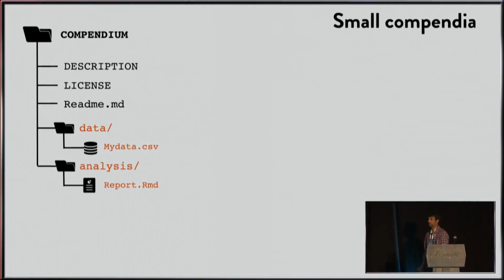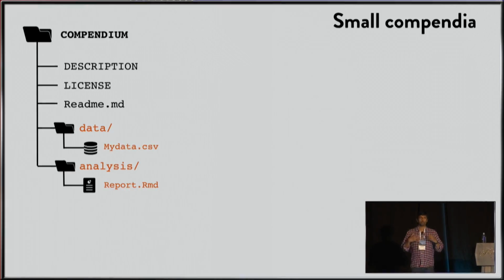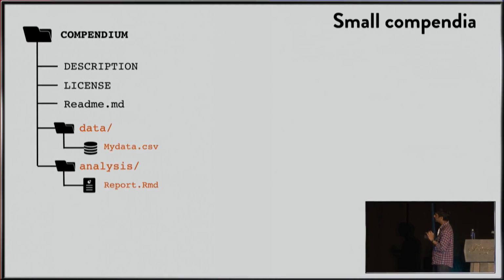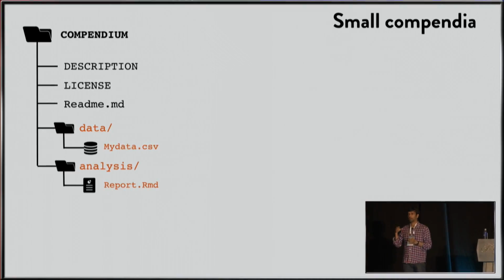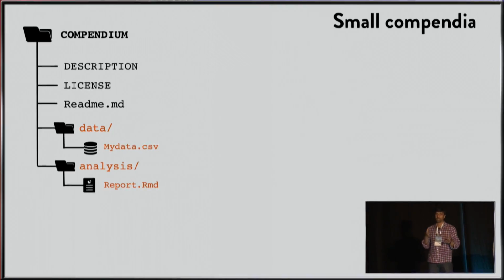So how do you set up a compendium? It depends on the scale of your project. If you have a very simple analysis that is just a simple R Markdown notebook, you can have a very minimal structure: just a description, a README file, a license, and then the key bits that are different from a package, which are a folder containing your R Markdown file and a data folder containing, say, a small amount of data.